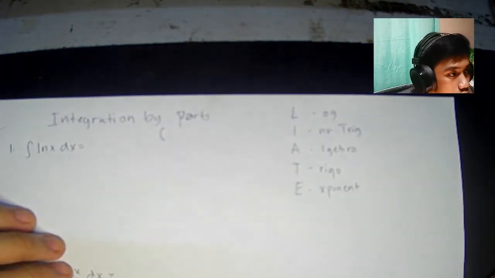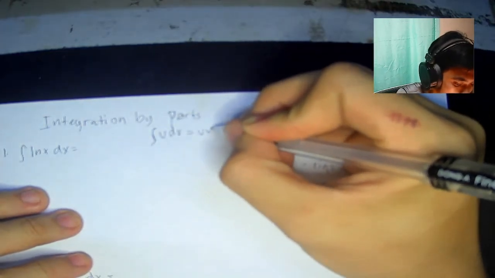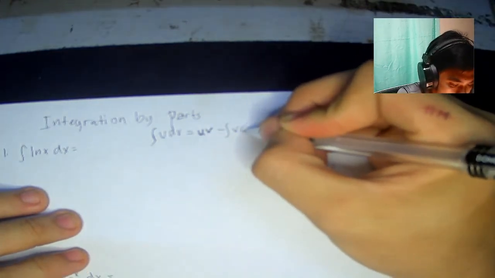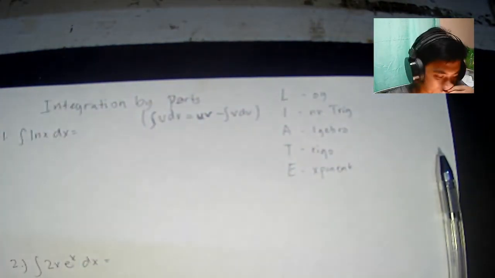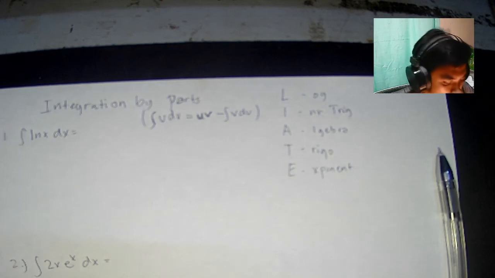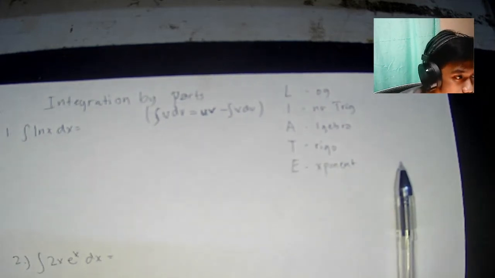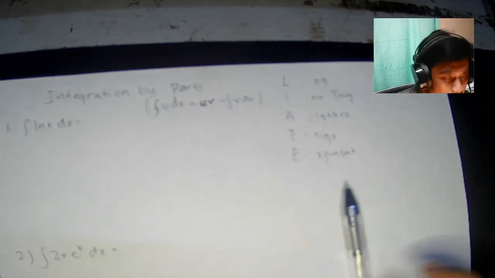Here is the formula. Our formula is the integral of u dv is equal to uv minus the integral of v du. When it comes to integrating by parts, I'm going to use this formula.